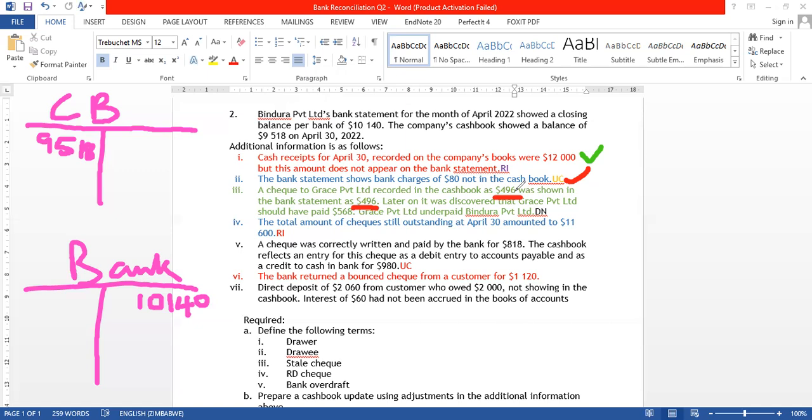Later on, it was discovered that Grace Private Limited should have paid this. It does not affect the bank or the money that we received. It only tells us that he still owes some more money. So it does not affect the cash book and the bank balance. That's why I put the DN there. And I know you could not figure out what DN was. It simply means do nothing.